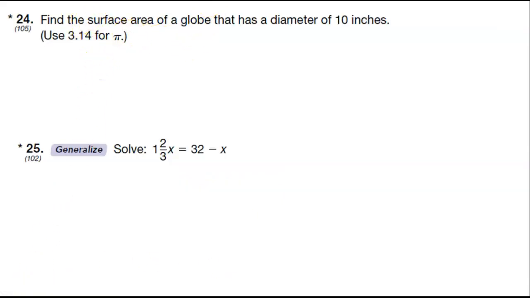Okay, find the surface area of a globe that has a diameter of 10 inches. Surface area of a globe. Let's pause so I can get the formula for that. Okay, so the formula for the surface area of a sphere or a globe is 4 pi r squared. So we have diameter, which means our radius is 5, because radius is equal to diameter over 2.